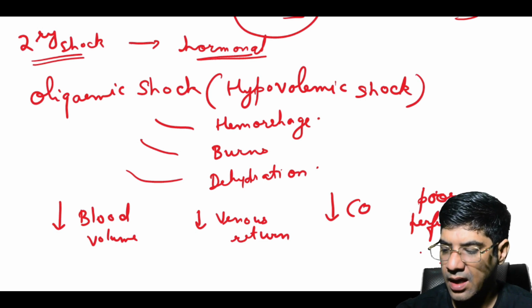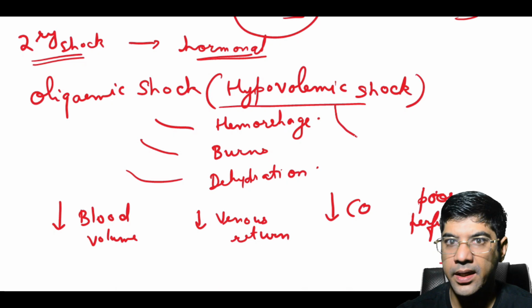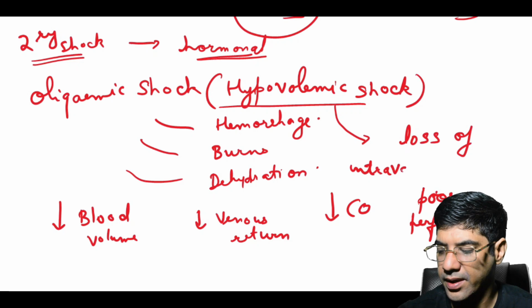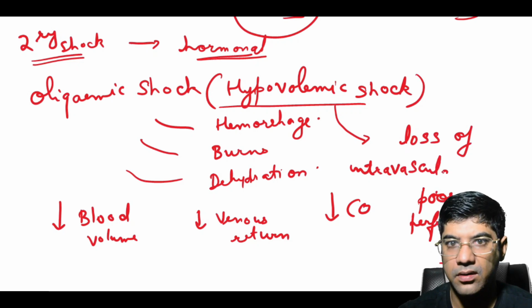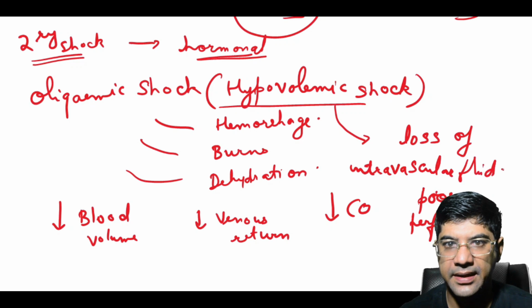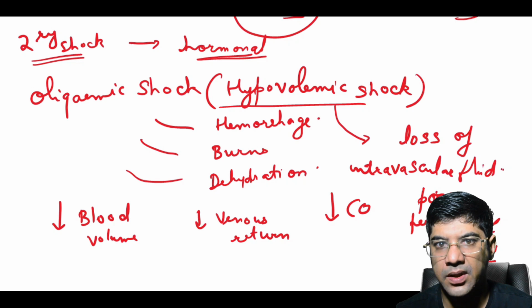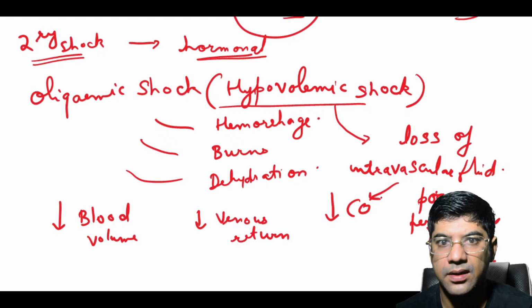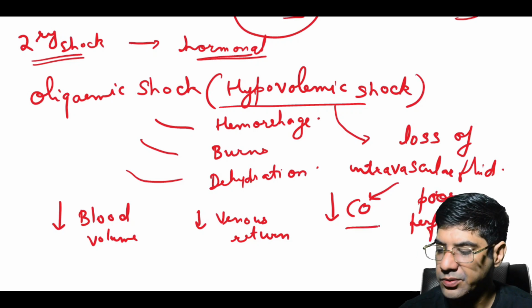So here in hypovolemic shock the body experiences loss of intravascular fluid, so that leads to decrease in the preload, the amount of blood that is returning to heart. As a result, cardiac output decreases and there is reduced oxygen delivery to the tissues.